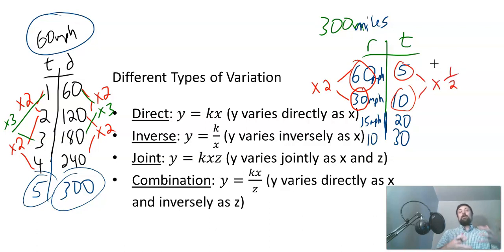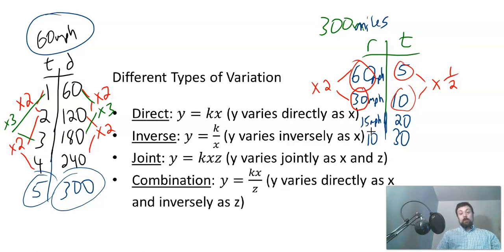That is inverse variation. When you change one variable by a certain factor, it causes the other variable to change by the reciprocal or the inverse of that factor. So doubling your speed from 30 to 60 cuts your time in half.